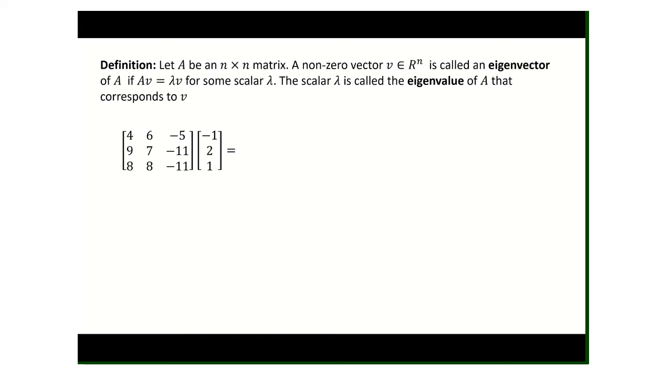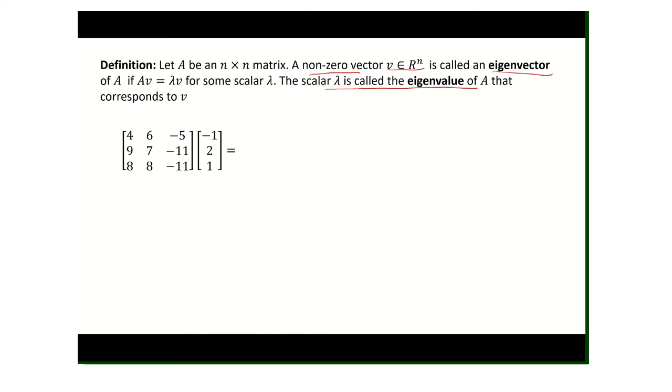So for a definition, let A be an n by n matrix. A non-zero vector, note non-zero vector, v in R^n, is called an eigenvector if Av equals lambda v for some scalar lambda. And that scalar is called the eigenvalue of A that corresponds to v, to that vector.